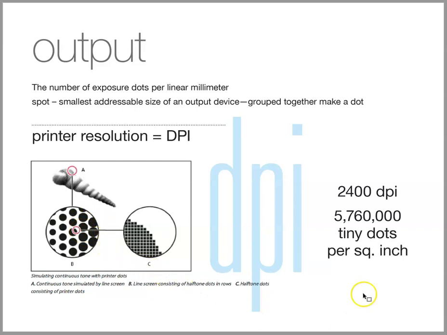Printer resolution is very high. Most press printer resolutions are 2400 DPI, and that means you get 5,760,000 tiny dots possible in a square inch to create your halftone dots. They're going to be very, very crisp.